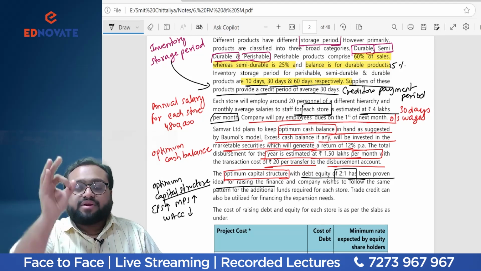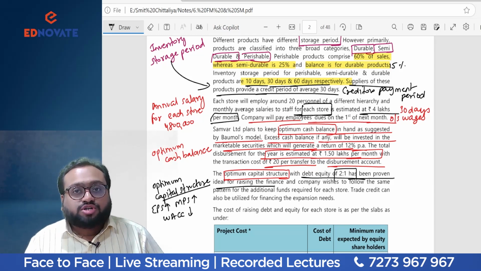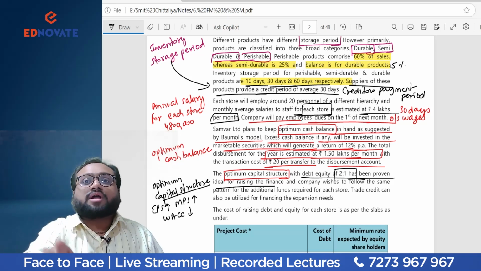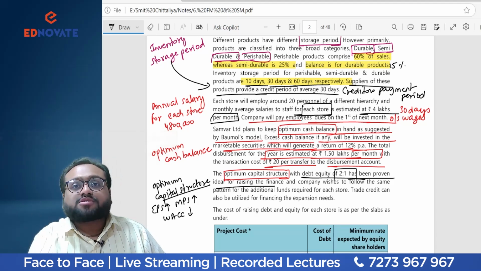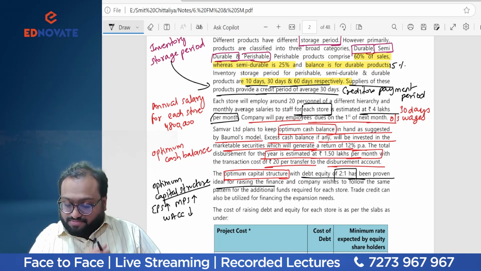Do remember, if it comes in the exam also, whenever the question asks you to find out the optimum capital structure, it means either you need to find out the EPS or MPS as maximum as per the information provided in the question, or you need to find out the lowest cost, that is WACC should be the lowest or the KO should be the lowest. Yes, students.